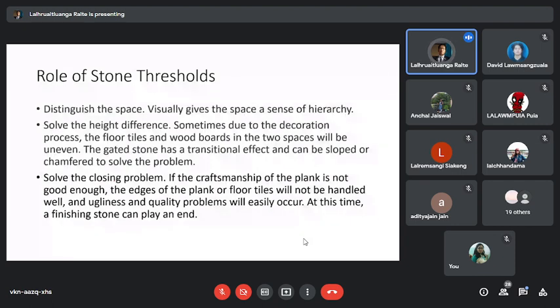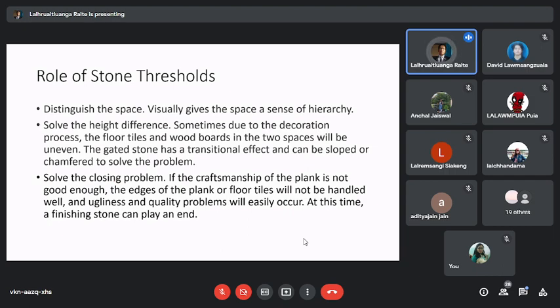And also solving the closing problem. Here we are talking a little bit about the plank on your floor. If the craftsmanship of the plank is not good enough, the edges of the plank or floor tiles will not be handled well, and ugliness and quality problems will easily occur. At this time, a finishing stone can play a role, meaning that if you have an edge which may be protruding out a bit, and just nailing it down is not solving the problem.